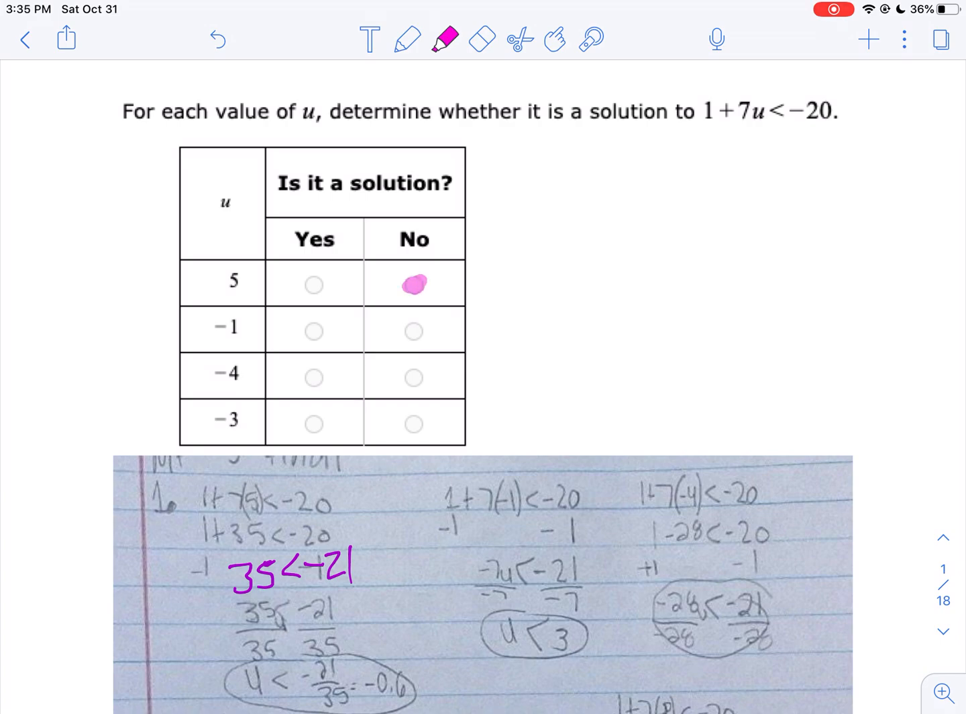And then if we take a look at the second one, I think it's the same mistake all the time. You kept on putting u back in the problem. Is negative 7 less than negative 21? No, it's further to the right on the number line. The next one is negative 28 less than negative 21. Yes, that one is, because it's further to the left on the number line.